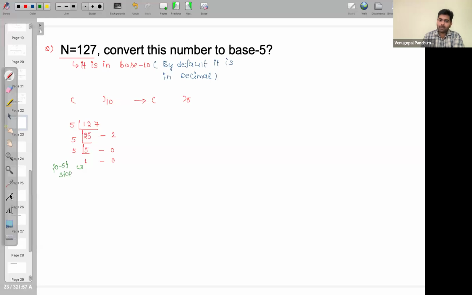Now, after completion, write this in the reverse order. So write all these values in the reverse order. That is 1, 0, 0, 2. So you tell me, it is in which base? Yes, base 5. Here it is 4 because it is in base 5 now, so 0 to 4. Right. So now let us do the cross checking. Whenever you get the answer, you can do the cross checking.